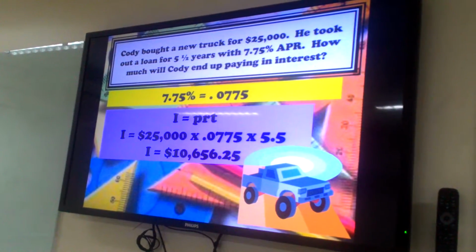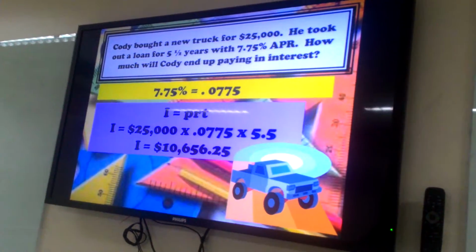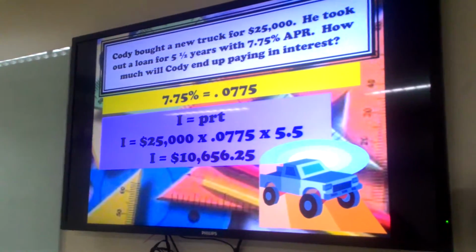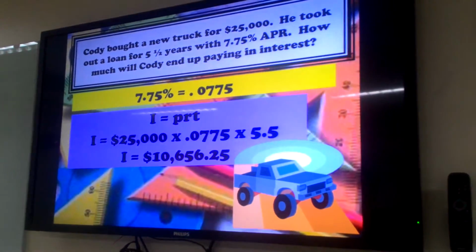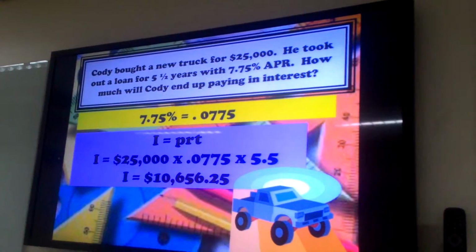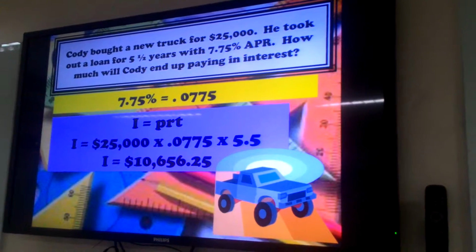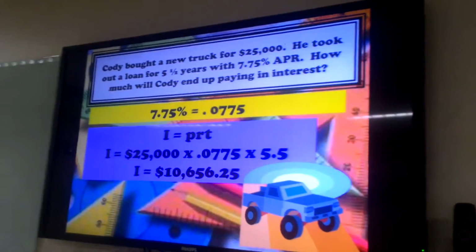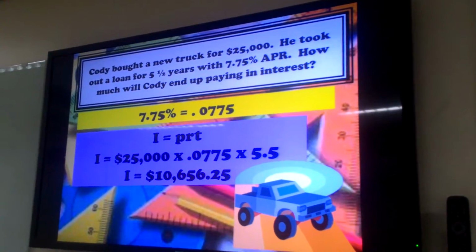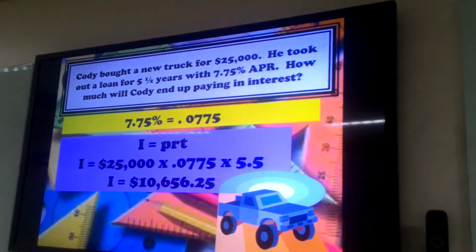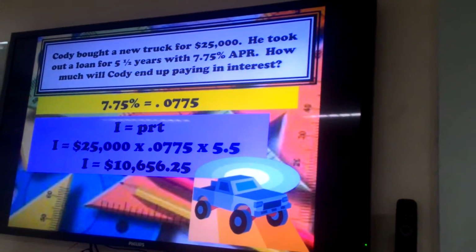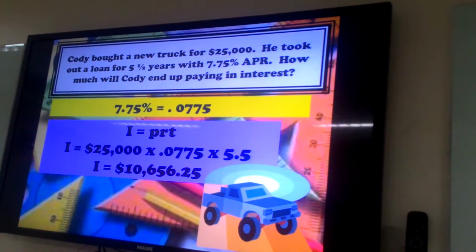Alright, another example again. Cody bought a new truck for 25,000 and he took out a loan for 5.5 years at 7.75% APR. How much will Cody end up paying in interest? Our interest rate is 7.75%, converted to a decimal, that's 0.0775. Our principal amount is 25,000. Multiply it by 0.0775, then multiply it by 5.5. Our interest for that is $10,656.25. So that's the end of our presentation.